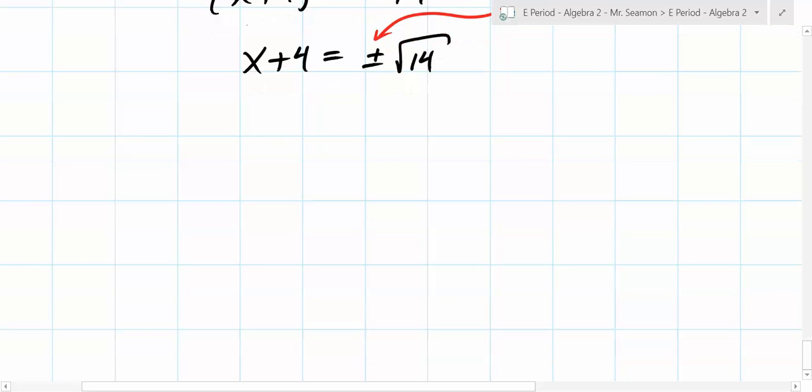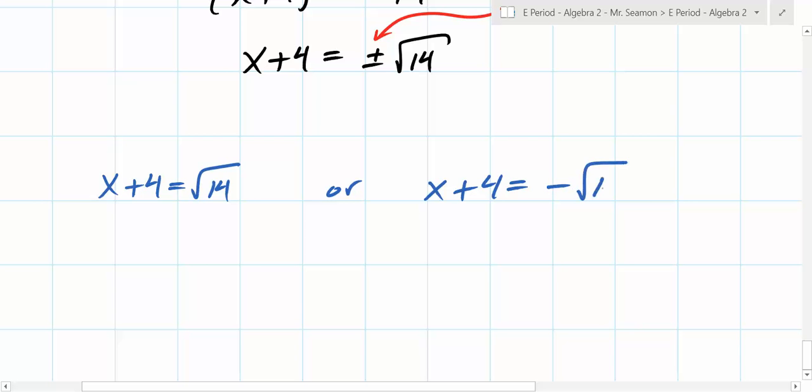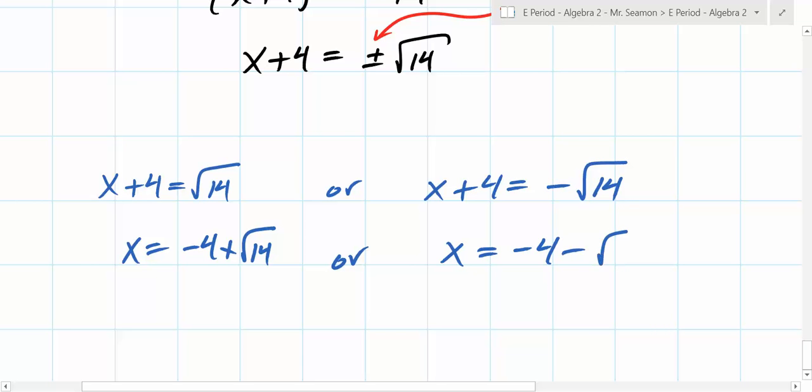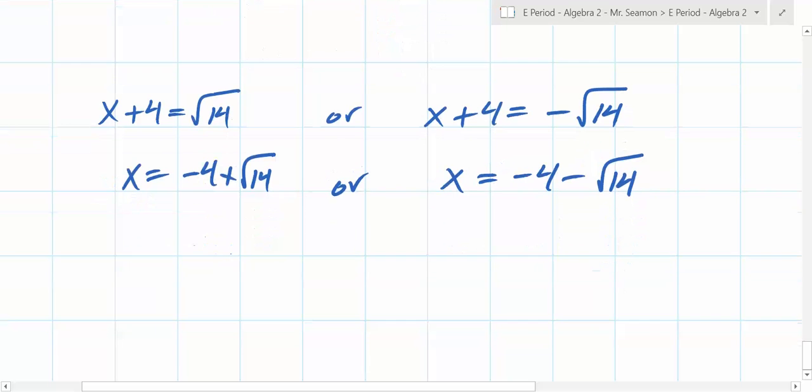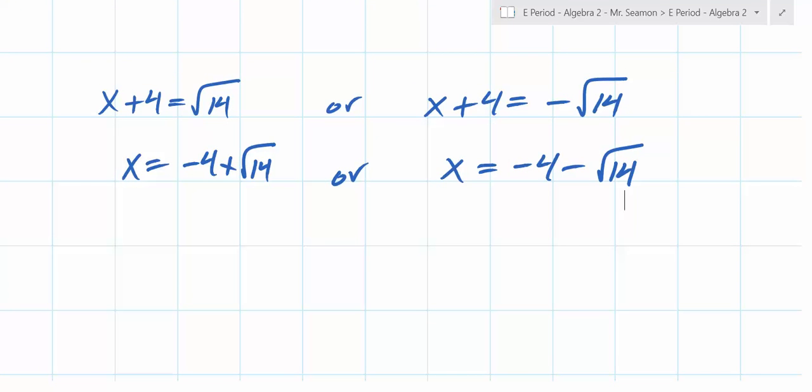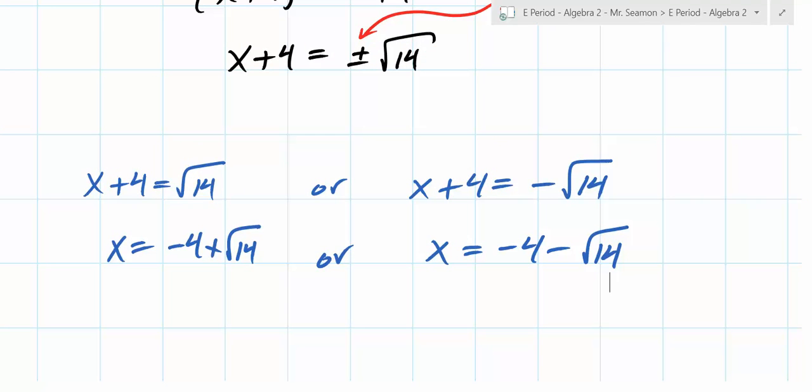What does this mean at this point? This is super important. It means that x plus 4 equals root 14, or what? X plus 4 is equal to? Negative root 14. So there's two answers. So x is equal to negative 4 plus root 14, or x is equal to negative 4 minus root 14. There are two possible answers to this.